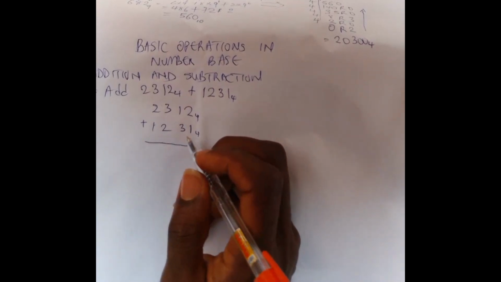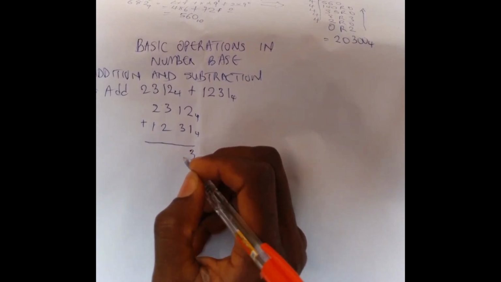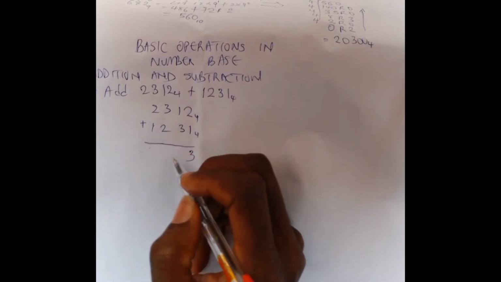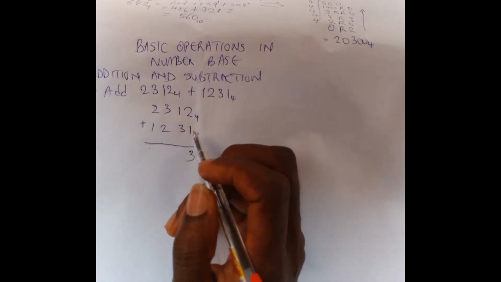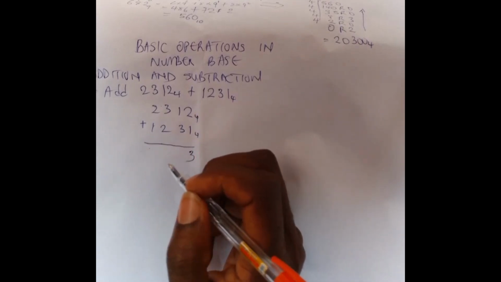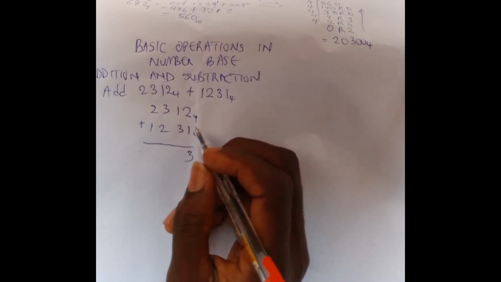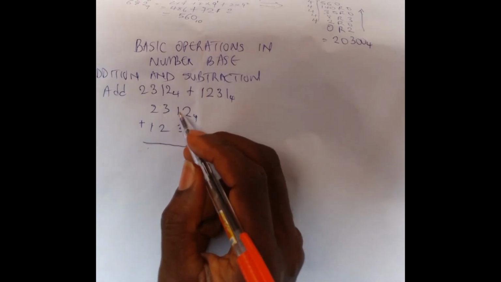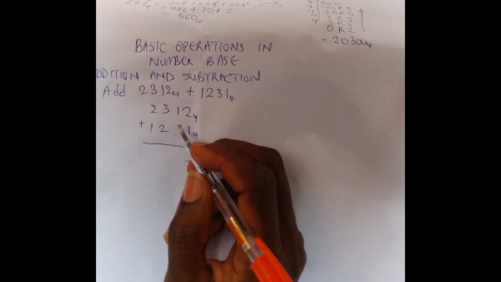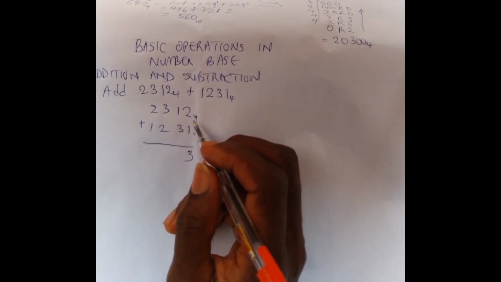Two plus 1 is 3. Remember, any answer that will appear here must be lower than the base, and in our question it is base 4. So any number we get here must be lower than 4. The highest number here should be 3. So 2 plus 1 is 3. Any number that we add up and it gets to our base number, we have to divide it by that base number.